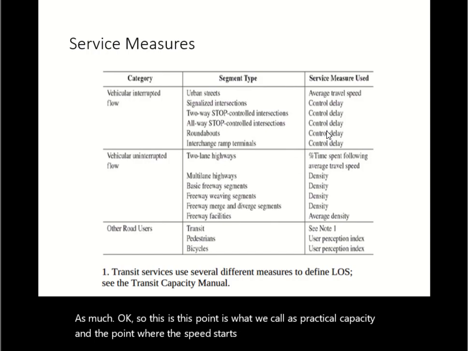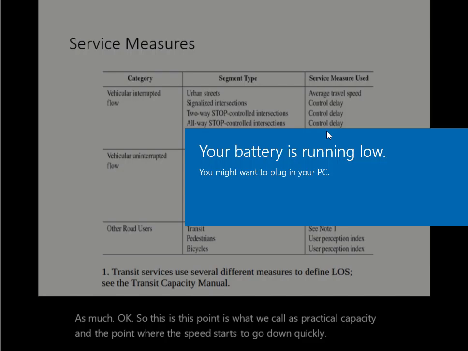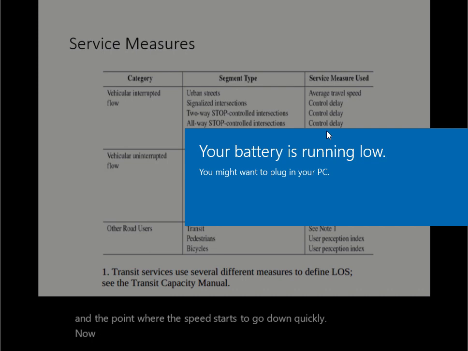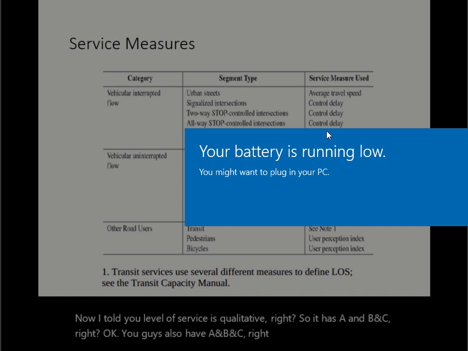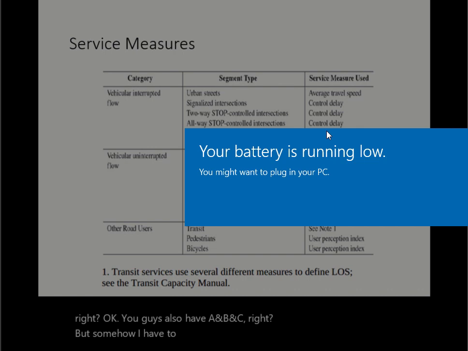Now I told you level of service is qualitative, right? So it has A and B and C. You guys also have A and B and C, right? But somehow I have to come up with a number to assign you A and B and C. I need a value on the basis of which I will say, okay, this is A, this is B and C. The value which is used for finding out the level of service is called service measure.